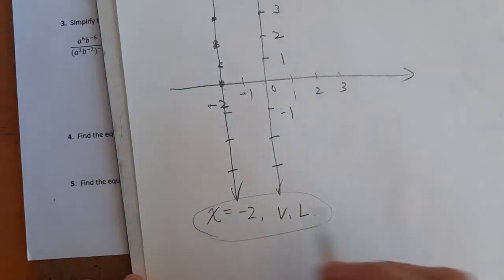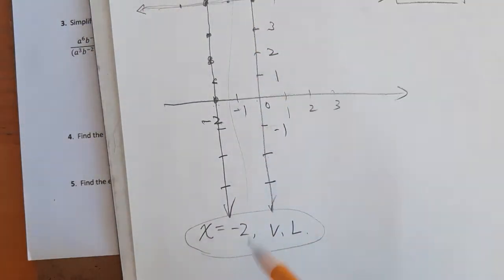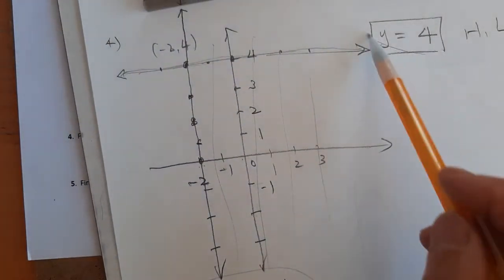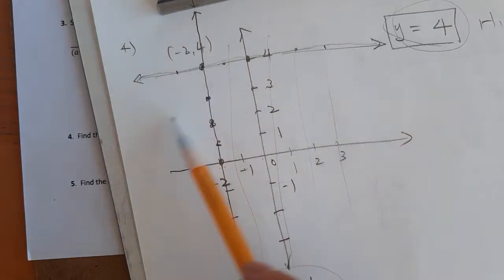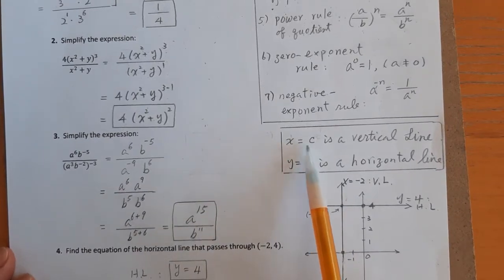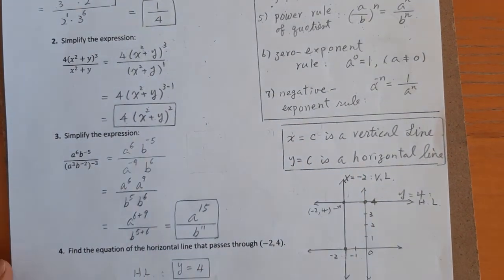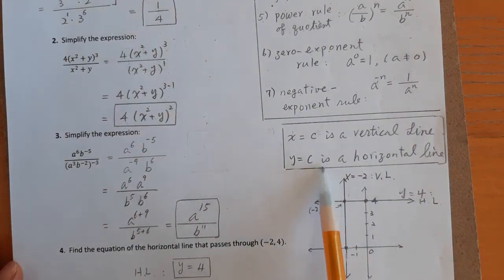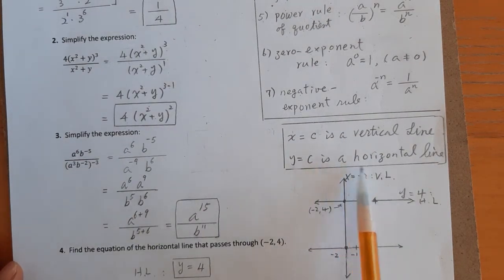Therefore, x equal a constant is a vertical line. Y equal a constant is a horizontal line. So here, x equals c, where c is a constant, is a vertical line, and y equals c, where c is a constant, is a horizontal line.